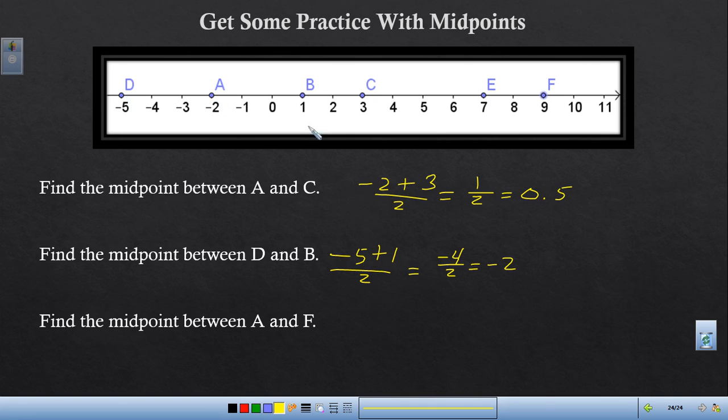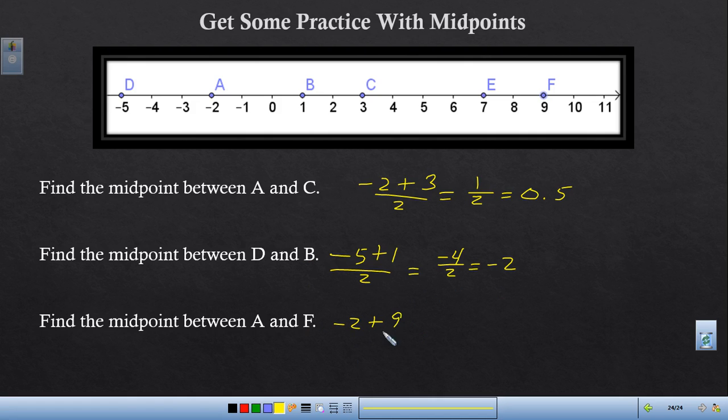Alright, D is at -5, B is at 1. Look, there's 1, 2, 3 units from D to A. 1, 2, 3 units from A to B. So, of course, we're correct. It's in the middle. Between A and F, A is -2.